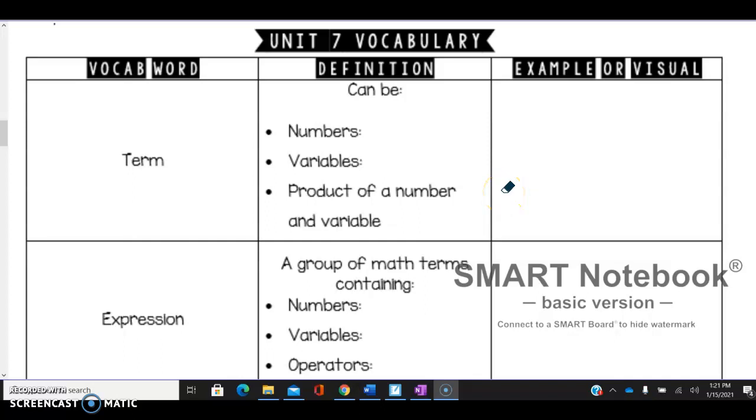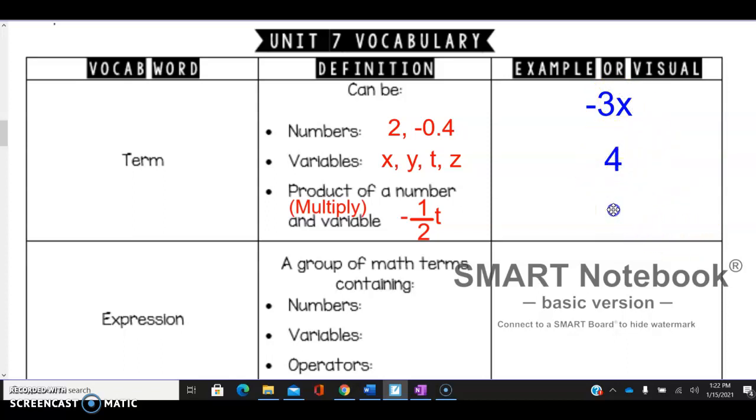Today we're going to be talking about some of the vocabulary you'll need for Unit 7. Our first vocab word is term. A term can be numbers, variables or letters that stand for numbers, or a product of a number and a variable. So in this case, we're multiplying -1/2 times some number we don't know, t. Examples of a term: we could have -3x, we could have a 4 by itself, or again, -1/3 times m. So these are all examples of terms.